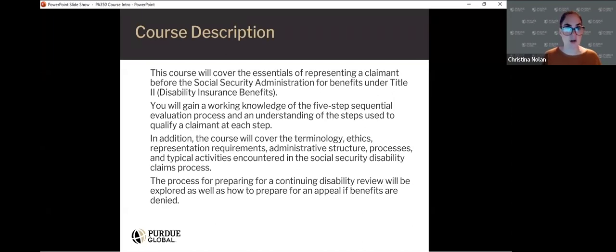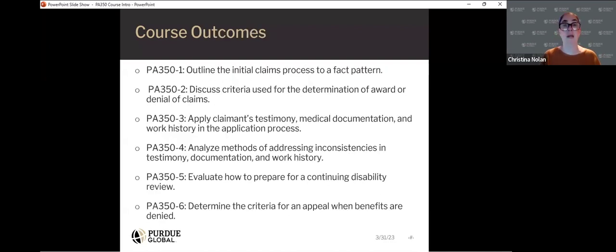The administrative structure. If you've taken administrative law, you'll already have a good idea of where the Social Security Administration fits into things. Even if you've taken it, it will still be helpful to look at the specific structure of the SSA. Also, the processes and what kinds of things are involved in the claims process. We will also look at the process for preparing a continuing disability review, and how to prepare for an appeal if benefits are denied. Again, this is very useful information, as this is a common thing that happens when it comes to disability benefits.